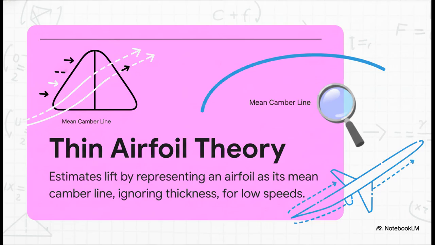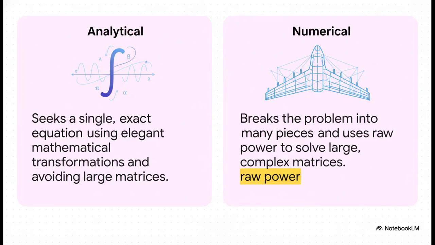See, instead of wrestling with the entire kind of chunky shape of an airfoil, the theory does something brilliant. It just ignores the thickness. It boils the whole thing down to its very essence, a single curved line called the mean camber line. And by doing that, you get a math problem you can actually solve, and it works amazingly well for aircraft flying at lower speeds.